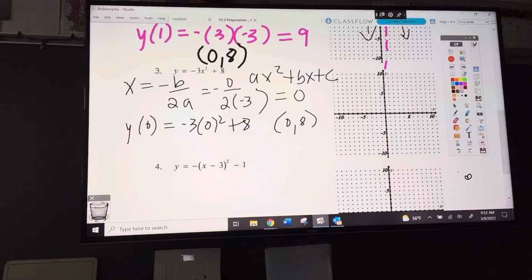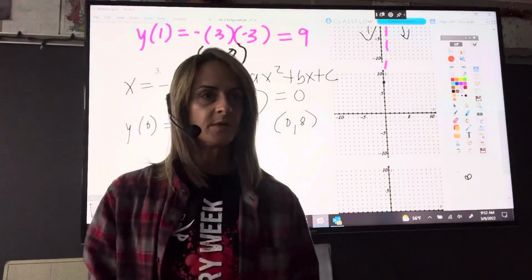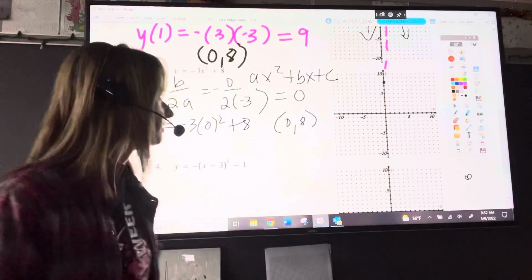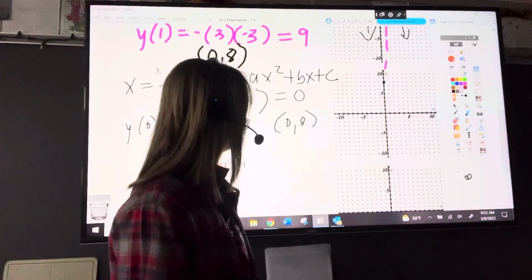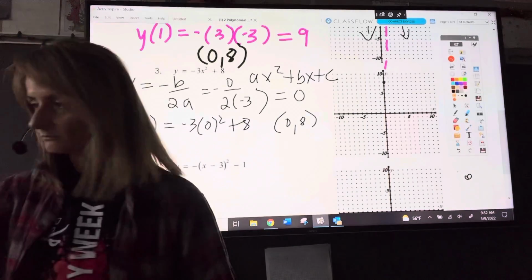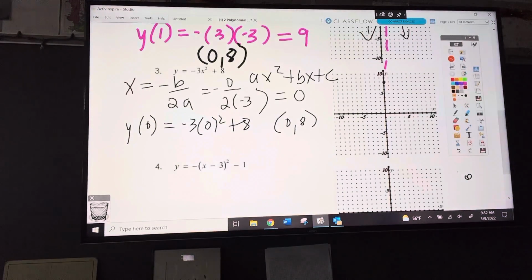Once we have the vertex 0, 8, we just do the same steps with the XY chart that we did with the other problems. Just pick a value on either side, a nice number that you want to plug in. Like 1, if you plug in 1, you get 5. If you plug in 2, you get -4. So 1, 5. I would probably just stop there because I'd reflect it and then be done. But if you want to check one more, it's not a bad idea, because then you can make sure you have the correct graph and it's going the right way. And reflect it. And then you draw your graph, you're done.